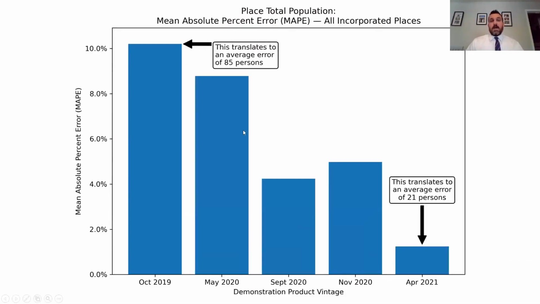And once again, we can compare these across time. Going to look at places now. This is place total population. We've got the mean absolute percent error here on the vertical axis. You can see that in October of 2019, the average place saw a 10% change in its population based on the top-down algorithm application. And now we're much lower. We're seeing it's below 2%. So it's gone, again, from about 85 persons, the average place gained or lost, to now it's about 21 persons. So we are seeing improvements over time.